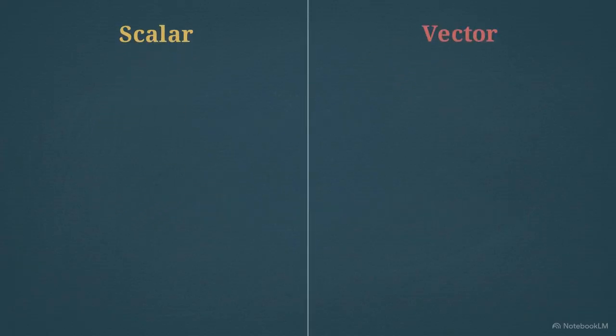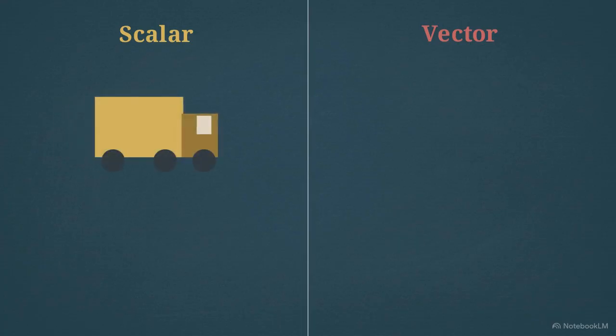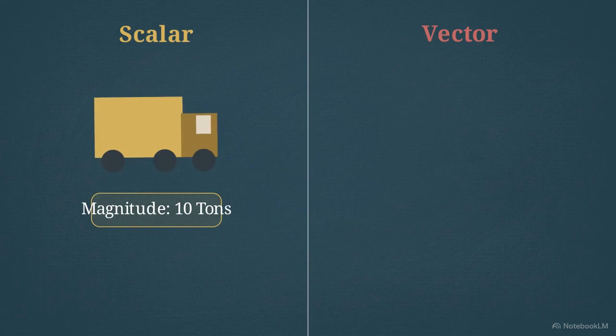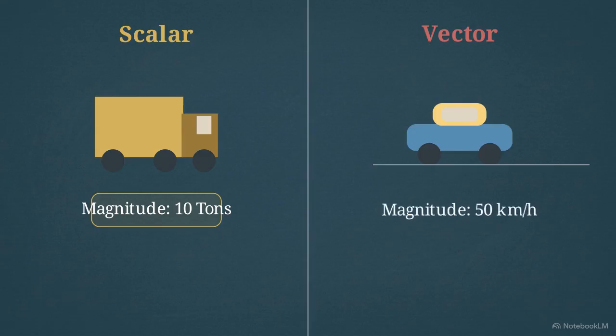On the right, a car's velocity is a vector. Knowing it's moving at 50 kilometers per hour is only half the picture. We need to know it's headed east. To map these vectors mathematically, we represent them as arrows. The length of the arrow gives us the magnitude, and where it points gives us the exact direction.